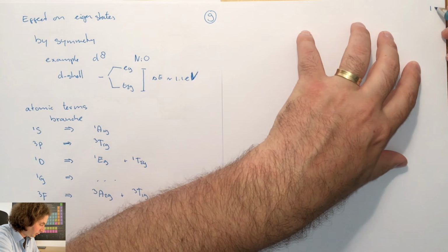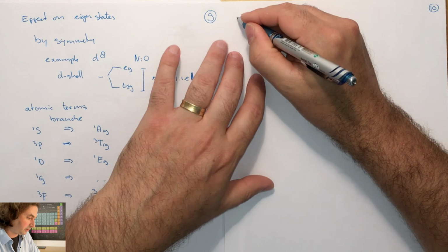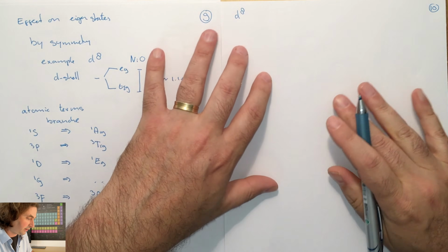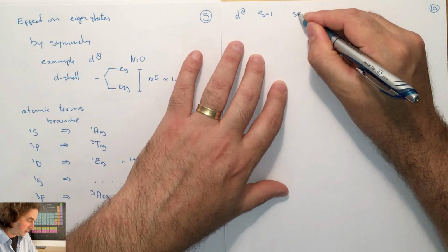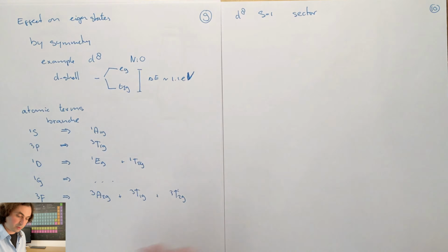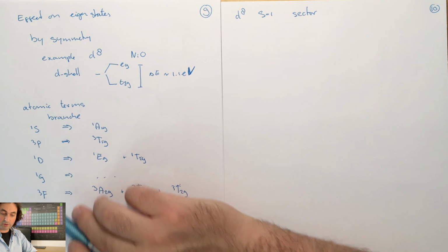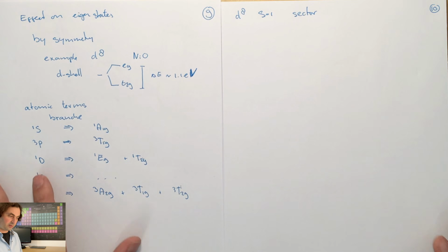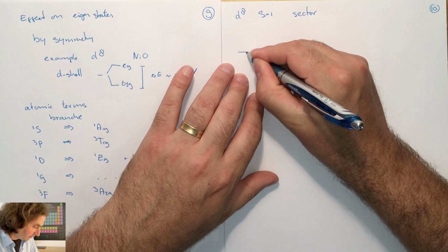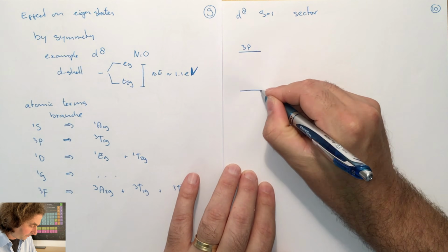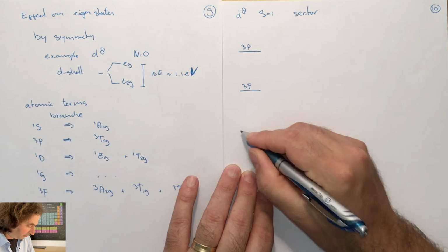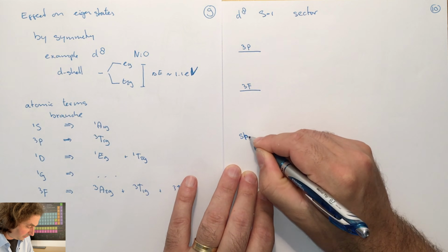Now let's have a look at the triplet sector. So I'm going to look at the d8 eigenstates for S equal to 1. So we focus on the triplets. That makes sense because the ground state has a triplet character. And in the atomic limit we have the triplet P and the triplet F, which is the spherical limit.